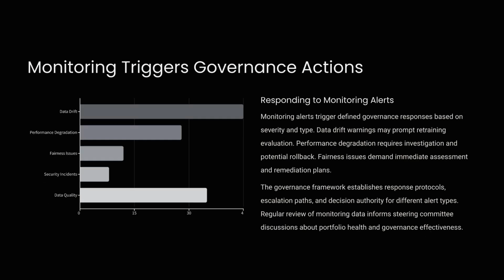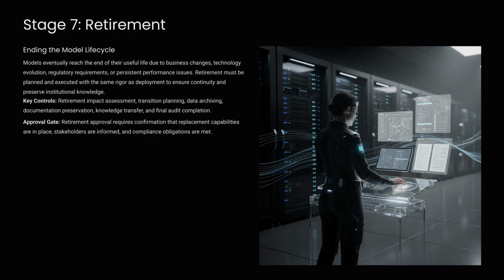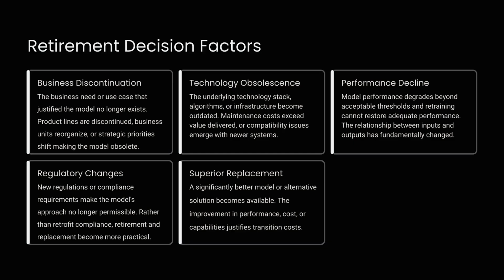Monitoring triggers governance actions. Alerts lead to defined response protocols, escalation paths, and remediation plans, ensuring that issues like performance degradation or fairness concerns are promptly addressed. Stage 7, retirement, manages the end of a model's useful life. Rigorous planning ensures continuity and compliance. The approval gate confirms replacement capabilities and proper data archiving are complete. Retirement factors include business discontinuation, technology obsolescence, performance decline, regulatory changes, or the availability of a superior replacement. These justify the transition costs.